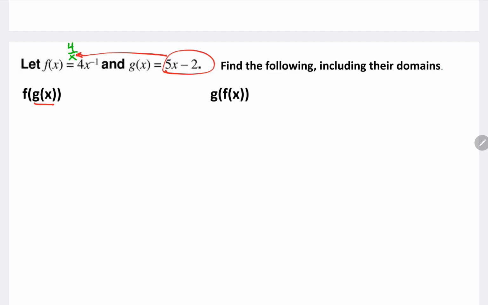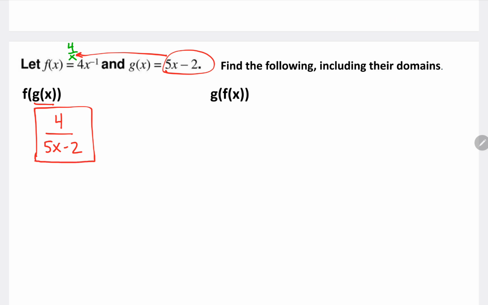And again, it doesn't matter whether you use 4 over x or 4x to the negative first power. I'm just going to use the 4 over x. So when I plug g into 4 over x, instead of 4 over x, I have 4 over 5x minus 2. And that can't be simplified any further, so that's just f of g of x.